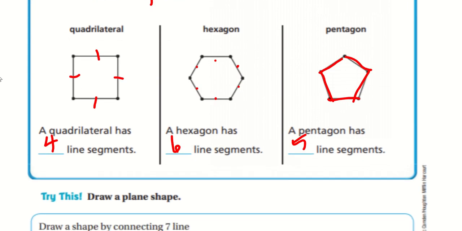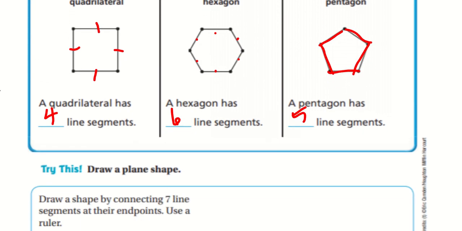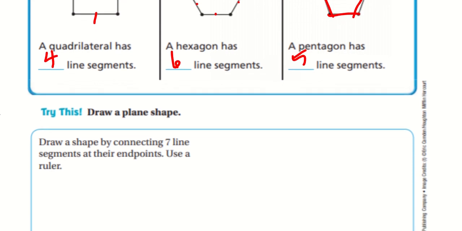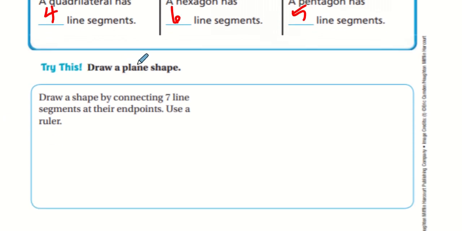Okay, I'm going to keep scrolling down. Make sure that your papers are getting filled out. This one says, draw a plane shape, which means it has to be flat, which we're drawing it on paper, so it will be. It says, draw a shape by connecting 7 line segments at their endpoints. Use a ruler. We're not going to use a ruler, but we're just going to try to make them as straight as we possibly can with your pencil. We have to have 7 line segments, and they have to be connecting at their endpoint. So we have to make sure we follow all these directions.